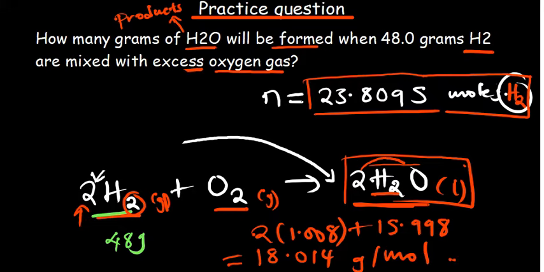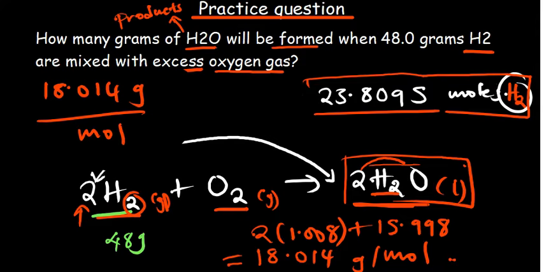Okay, so we want to find the mass. So we have 18.014 grams per mole. Now we have the number of moles which are coming from hydrogen. Since they are of the same ratios, they have got the same number of moles. So you multiply like that. So notice that the units of moles are going to cancel out. So 18.014 multiplied by 23.8095.